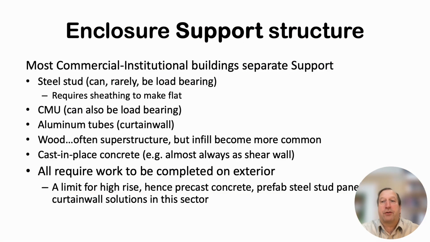So, what are some of the systems that we use for enclosure support? In the commercial world, steel studs, light gauge steel studs, I'll describe more, are very common. CMU, or concrete masonry units, are also often used as a support structure, but confusingly, they can also be used as load-bearing. We use aluminum tubes quite distinctly in curtain wall systems, which essentially never take vertical or lateral loads. They're almost always an enclosure support function only.